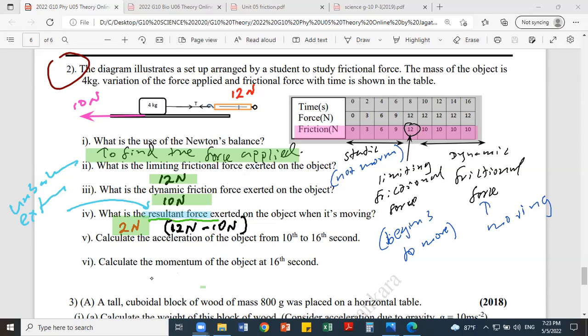Next one, calculate the acceleration. It's a very good question. That's kind of difficult and hard. Anyone done this part 5 and 6? Can anyone guess? How to find the acceleration? The mass of the object is given, look here, 4 kilogram. And the force applied, we know how to find the acceleration.